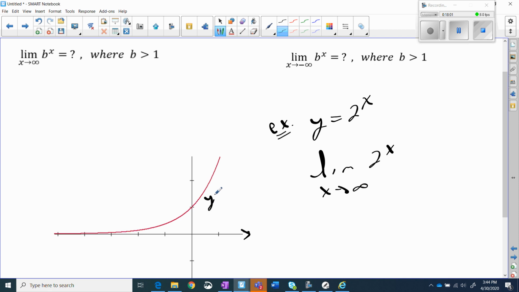Well, this could be the graph easily of 2 to the x. As x gets really, really big, this graph's going to keep heading up here and just keep getting bigger and bigger and bigger. So it's not getting close to any specific number. This would be an example of doesn't exist. However, if I did the limit of 2 to the x as x goes to negative infinity, look at your graph.